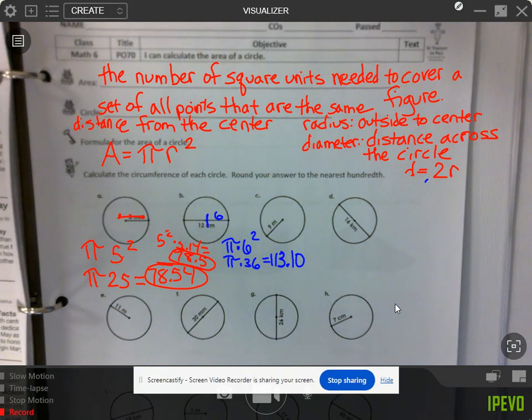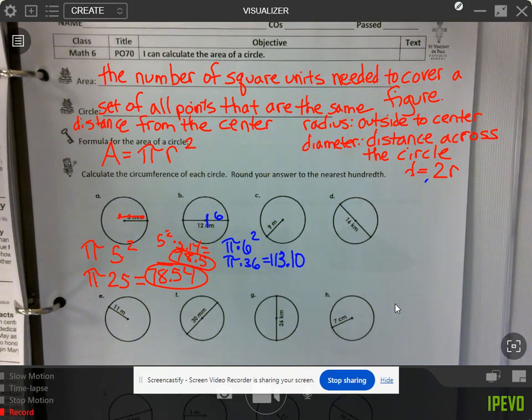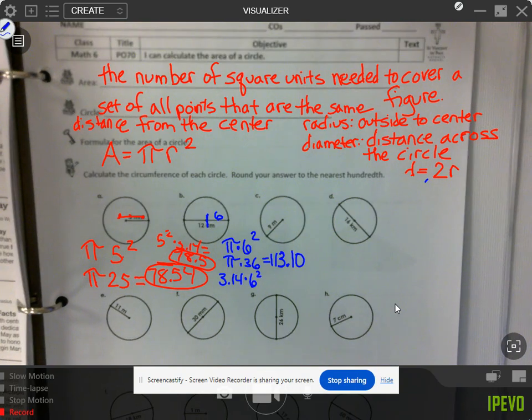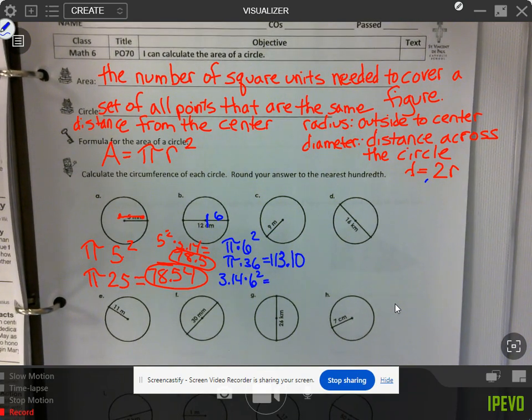If we were to multiply it by 3.14 instead of the pi button, if we had 3.14 times 6 squared, we would have gotten 113.04.